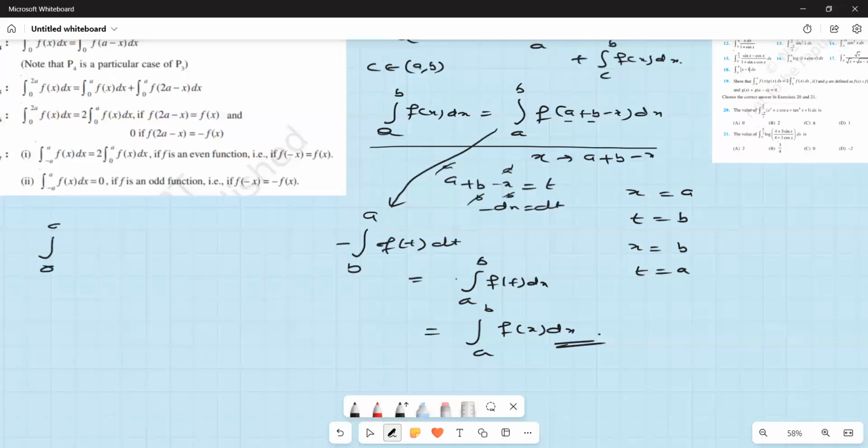Then the next property is a part of this only. This is the integral from 0 to a of f(x) dx. So can I use the same? The integral from 0 to a of f(0 plus a minus x); 0 is no need to write. The proof is the same. You can apply the same proof for this also.